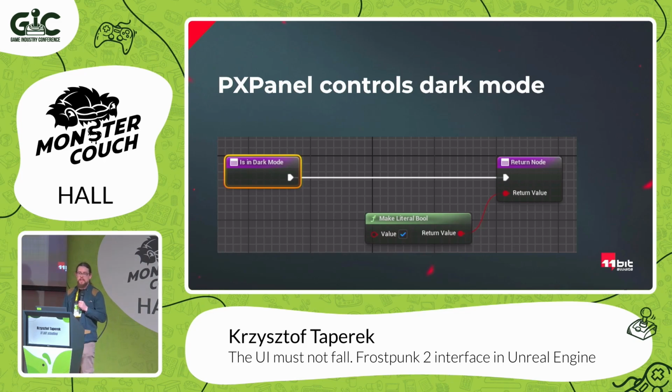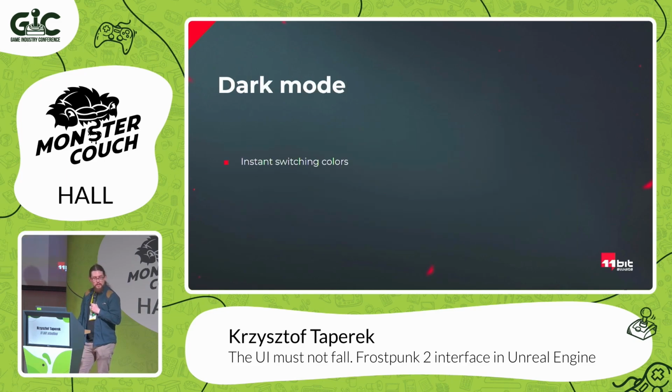So every panel knows if it's in dark mode or not, and you can just override the function to decide what the logic behind that is. So we are switching colors instantly, and it was fine. For the beta, it was fine. We covered that transition with some animation, and it was looking, for me, quite okay. Everyone was happy. Well, almost, because apparently art-wise it wasn't good enough, so we had to refactor it.